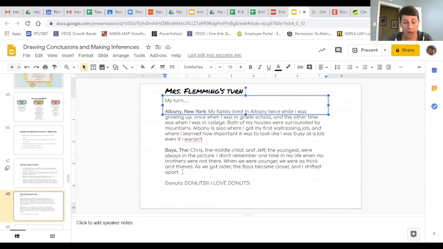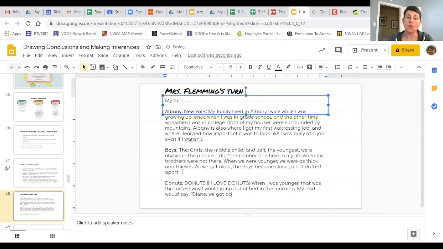I love donuts. When I was younger, that was the fastest way I would jump out of bed in the morning. My dad would say, Diane, we got donuts for breakfast. And growing up, we always got our donuts from Dunkin' Donuts, and I thought that Dunkin' Donuts were the best donuts around. I now know that that is not the case. However, when I was younger, I did not realize or appreciate the power of a really good donut.